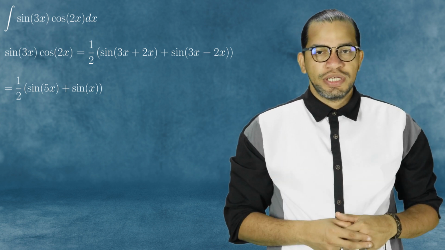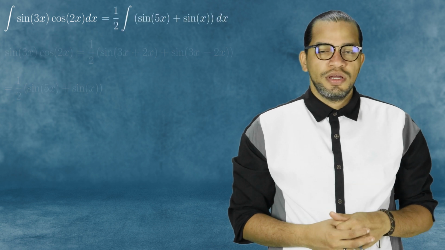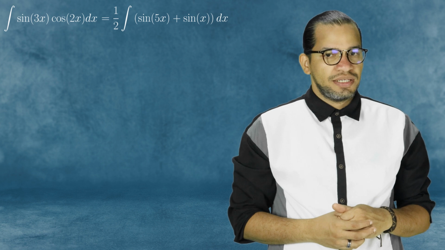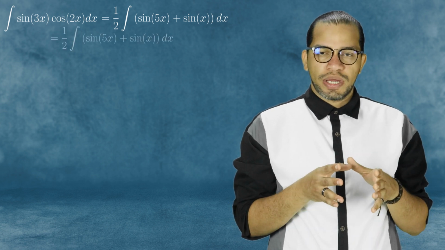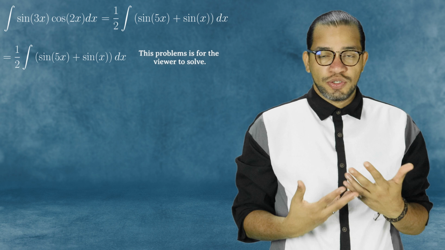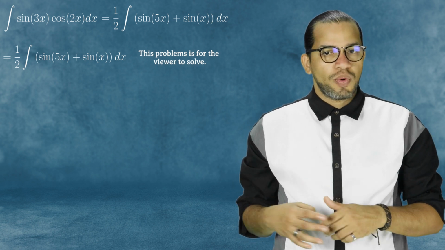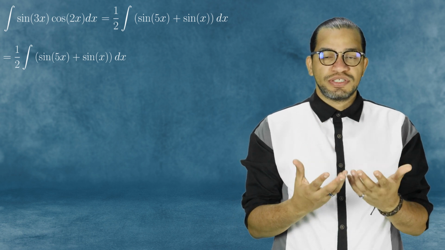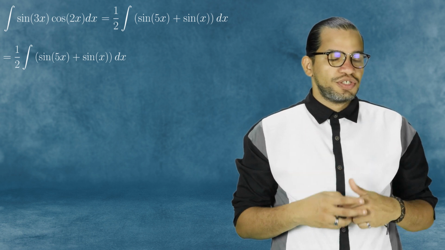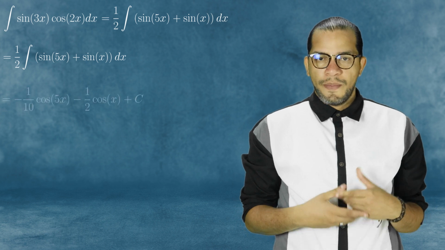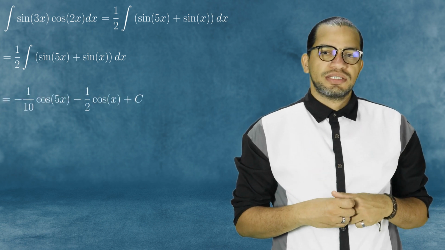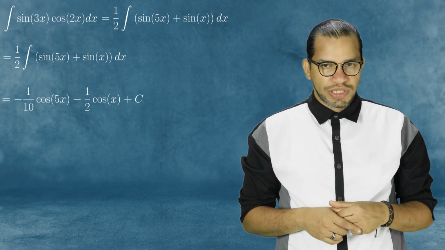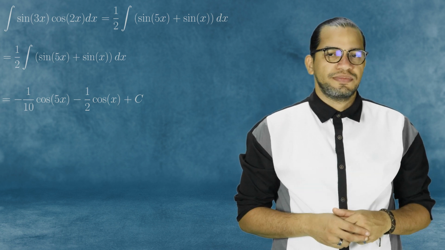Thus, the original integral will be equal to the integral of half of sine of 5x plus sine of x. The first one can be solved by using substitution, and the other one is a direct integral. Thus, the result for the original integral will be equal to minus 1 over 10 times cosine of 5x minus a half of cosine of x plus c.